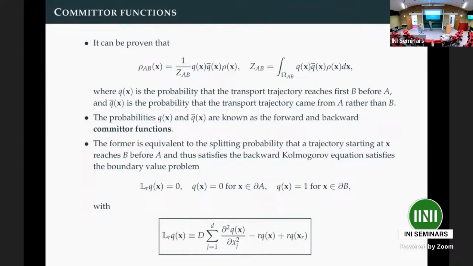What about Q bar of X? Q bar of X is the probability that I reach X and I came from A rather than B. So if you reverse time, this is the splitting probability of the reverse time process that I reach A before B. And so this becomes interesting because you have to study the reverse time diffusion process.